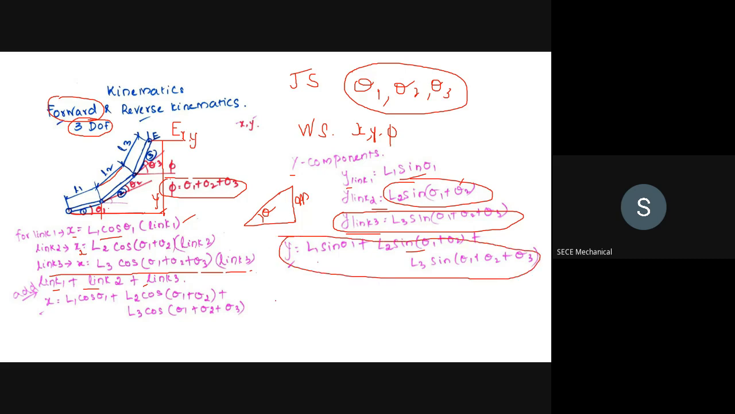X and y. Okay. We know the value of theta 1, we know theta 2, and theta 3 also we know. So here we have theta 1 plus theta 2 plus theta 3. Here we have this equation, no? From this equation you can find this value easily. So we have completed the forward kinematics for 3 degrees of freedom.